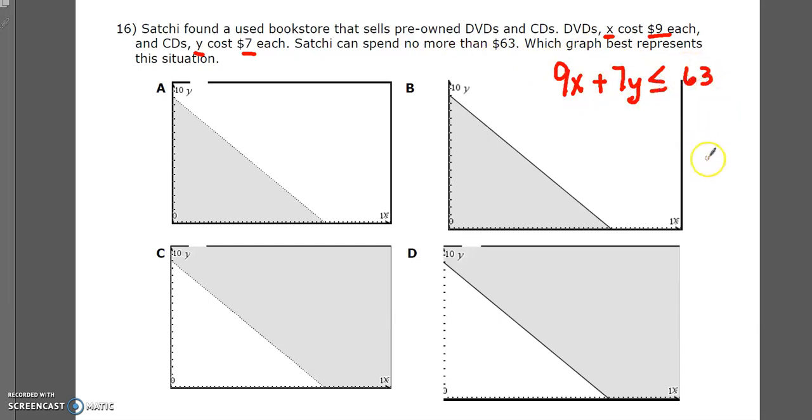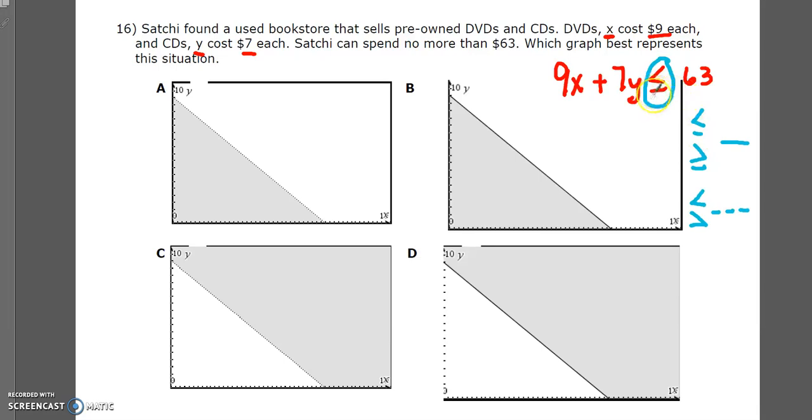Now guys, look at my answer choices. I don't even have to solve my inequality problem. All I have to do is think about some things to look for on here. So my first thing is that I realize it's this inequality sign, less than or equal to. So if it is less than or equal to, first of all, let's do the equal to. Would I have a solid line or a dashed line? Remember, if it is less than or equal to, or greater than or equal to, it should have a solid line. If it's just less than or just greater than, it has a dashed line.